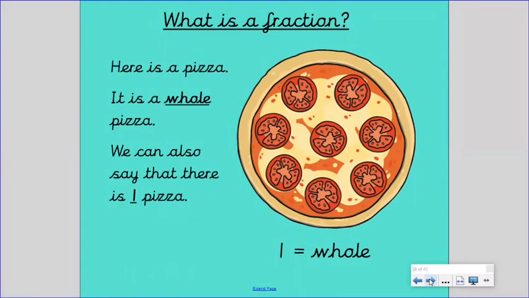So here we have a pizza. This is a whole pizza. And we can also say that there is one pizza. So if there is one of something, it is a whole. Okay, one equals a whole. It's a whole of something.